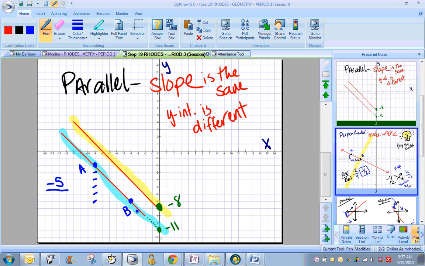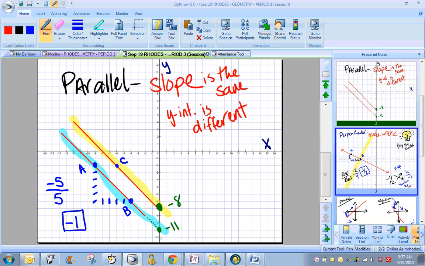Okay. Then, how much does it go over or to the right? Count it. 1, 2, 3, 4, 5. So that slope is -5 over 5. What's that going to reduce to? -1. Okay? I want you to calculate the slope for the next one.